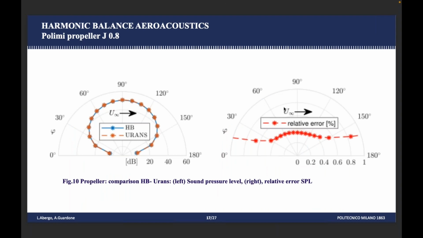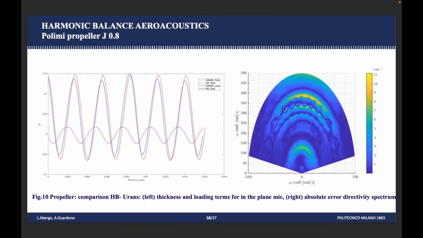But we all know that integral information can hide some errors, so it is better to look at the history of the pressure oscillation. So the total noise is split in two components, loading term and thickness term, and they both match well. And this is not so expected for the loading term, especially.